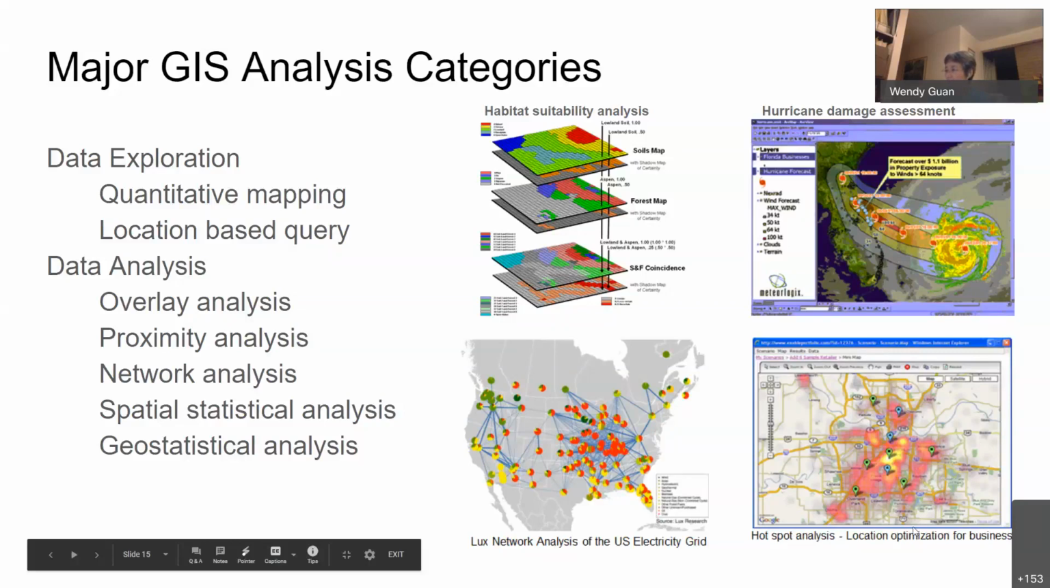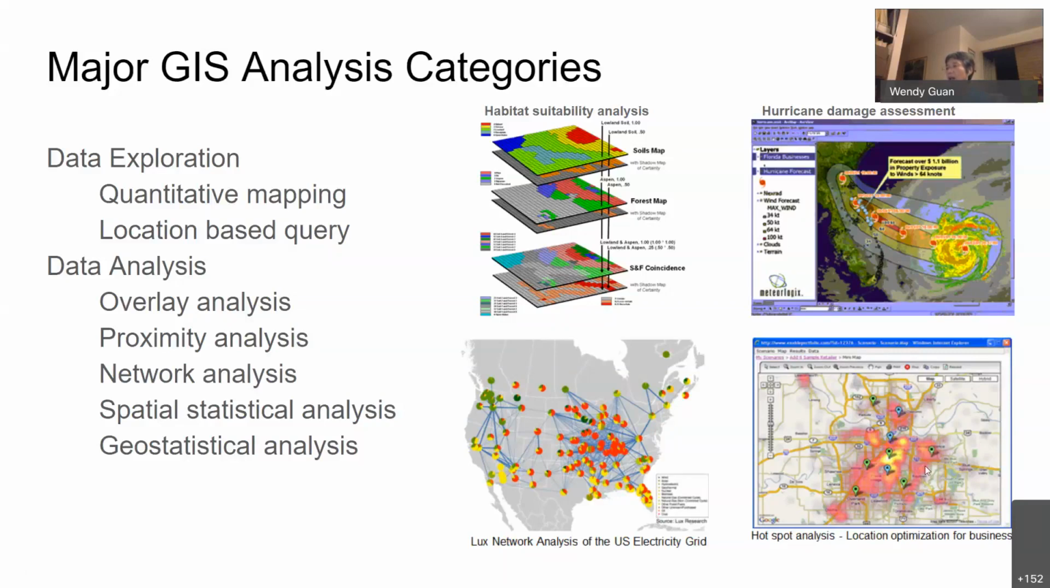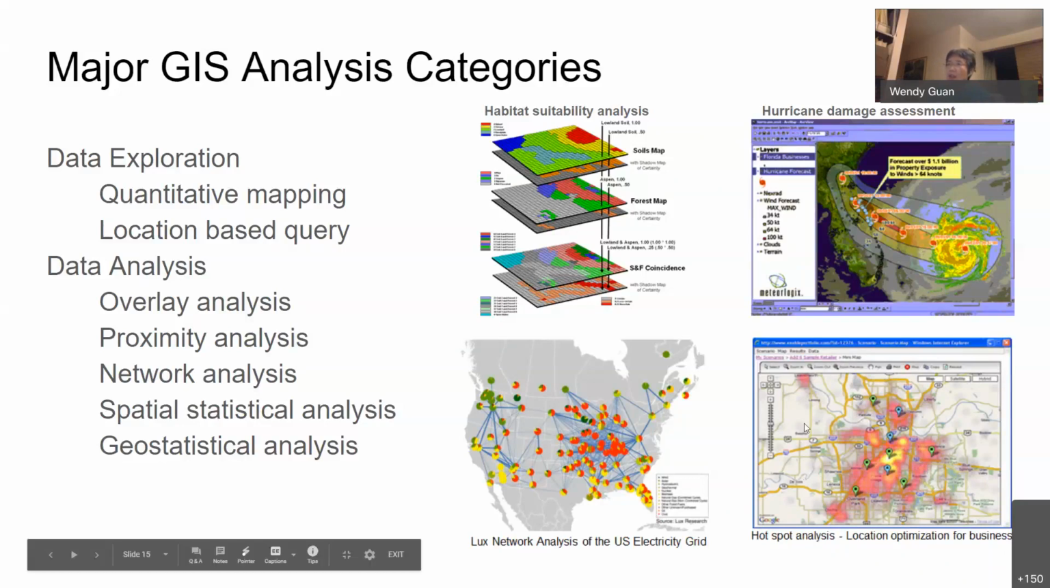Here is a spatial statistics analysis when you have to study the optimization for business hotspot analysis. Where are your customers? Where are your competitors? And where are the most dense areas? Where there are anomalies for problems. So these are the different ways to analyze spatial data in GIS.